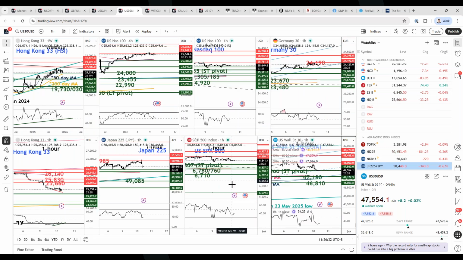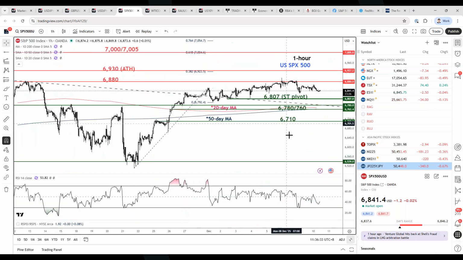Next up will be the S&P 500. So the S&P 500 managed to also trade sideways below the 6,880 first intermediate resistance level, which it can't break out of since this Monday onwards. So still no change. 6,807 will still be my pivotal support level to maintain this ongoing bullish bias.